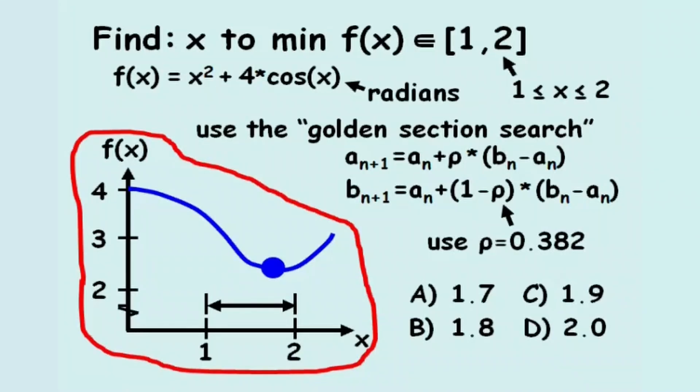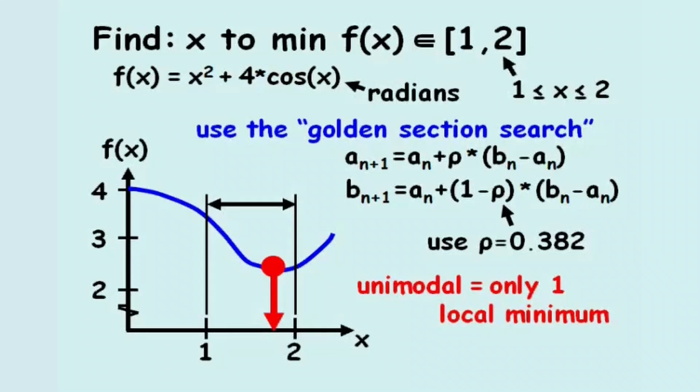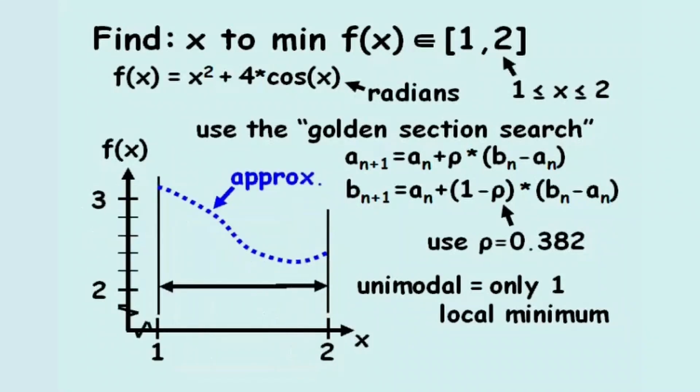The golden section search method locates a function minimizer x over a closed interval 1 to 2, assuming the function is unimodal over that interval. Unimodal means that the function has only one local minimum over the given range, from 1 to 2. We'll focus in on the range from x equals 1 to x equals 2, where the dashed line is only an approximation of the function f of x.